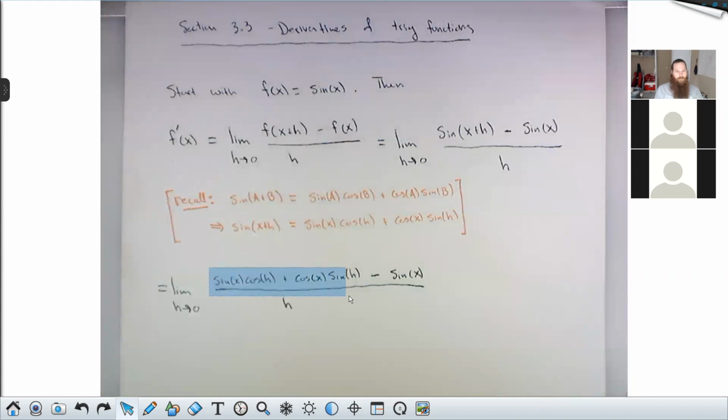So this whole thing in blue is the sine of x plus h, expanded using the addition formula for sine. This is not the same as sine x plus sine h, or sine of x plus h on the outside of the parentheses. There's no other way to get this h out. This is the only way to expand this. Anything else is not correct.